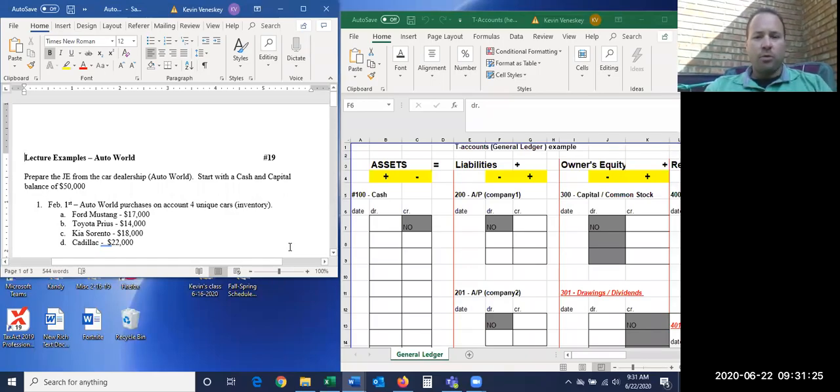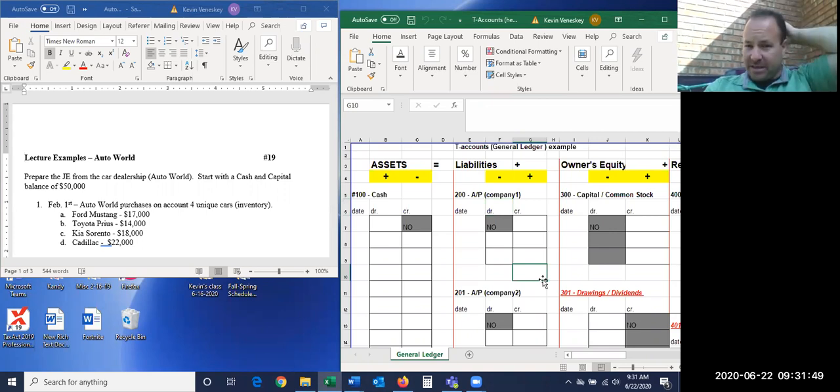All right, for segment 2, we're going to go through an example problem that I think will really help solidify all this new material when we're selling inventory. So you should have open this lecture example called Auto World. It is attached in module 3 for chapter 4. I would also have up a blank T account page. That's going to become helpful, and you want to fill these in as we go.